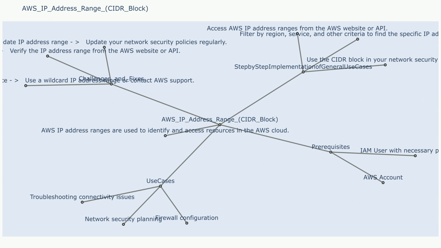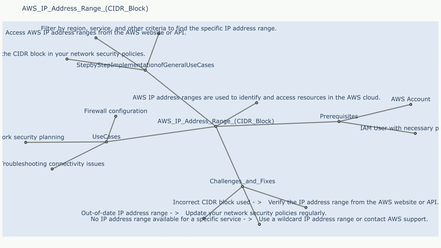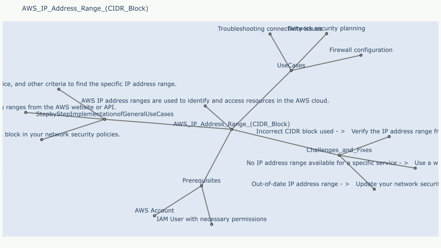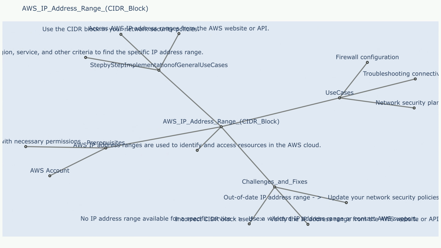Use cases: network security planning. Use the IP address ranges to define network access controls, ACLs and firewall rules to restrict inbound and outbound traffic to specific AWS services. Troubleshooting connectivity issues. Analyze network traffic and identify whether connectivity problems arise from misconfigured firewall rules or incorrectly defined IP address ranges.